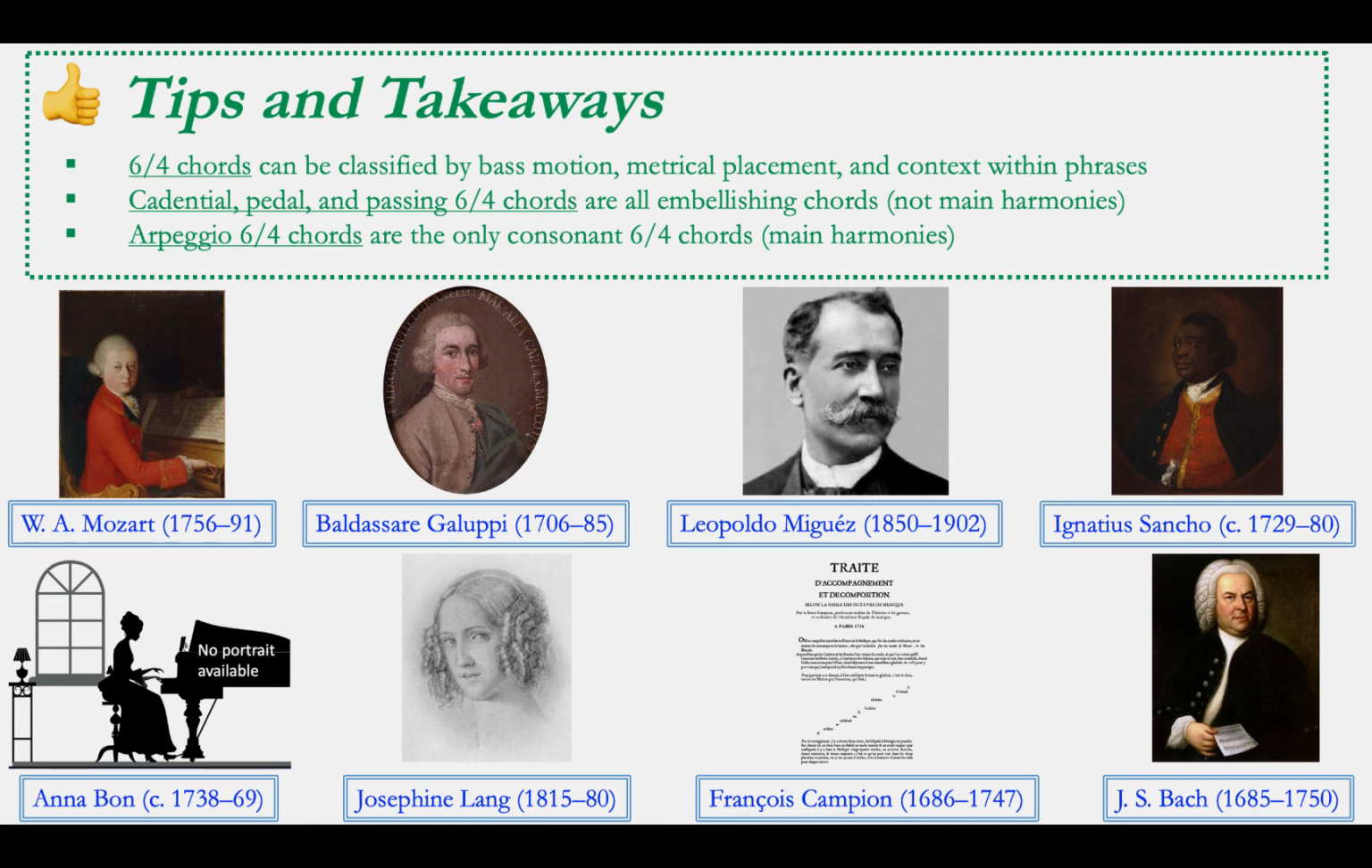And as you'll find, I think from the examples we've seen today, and if you continue with your work and analysis, composers in the 18th and early 19th centuries, in the Baroque, classical, and early 19th century styles, use arpeggio 6/4 chords somewhat rarely, somewhat narrowly, whereas later in the 19th century and beyond, composers begin to use consonant 6/4 chords more freely.